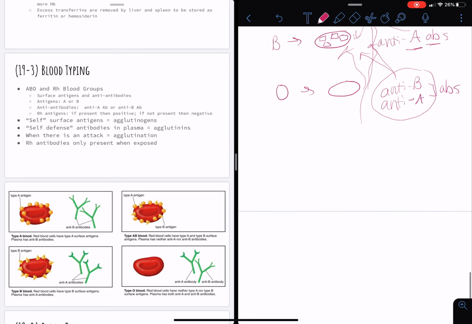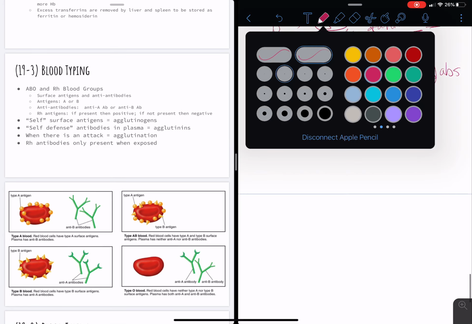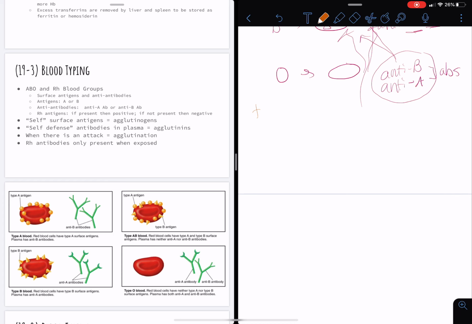Part two, we need to talk about what it means to be positive or negative. Like you might be A positive or B negative or AB positive or O negative. And what does that even mean?